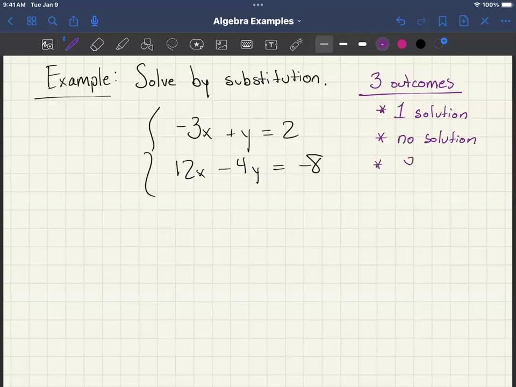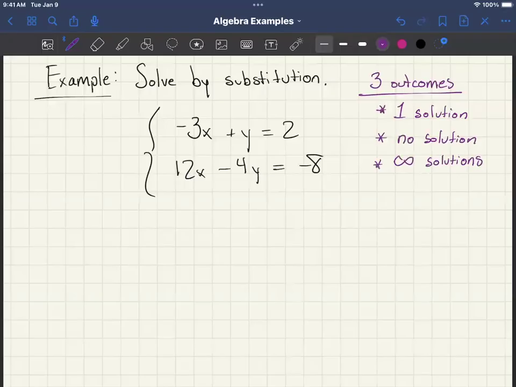The last one that you might get is infinite solutions. This is when they are technically the same line, and that means that everything is a solution for there. If you take an x value, it's going to have a specific y value. These two functions are the same function.